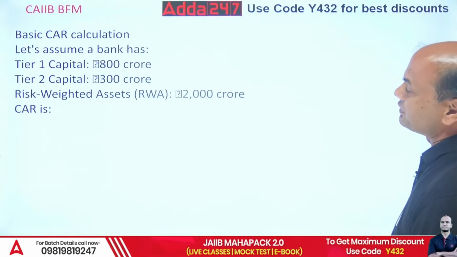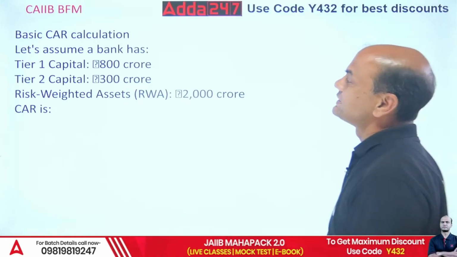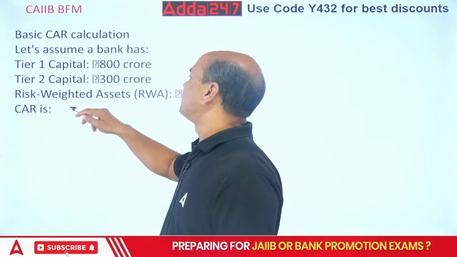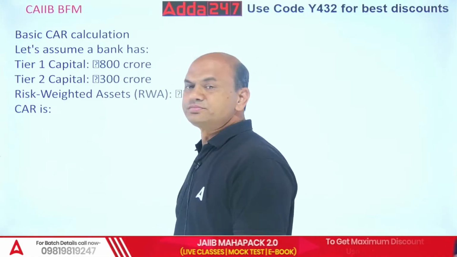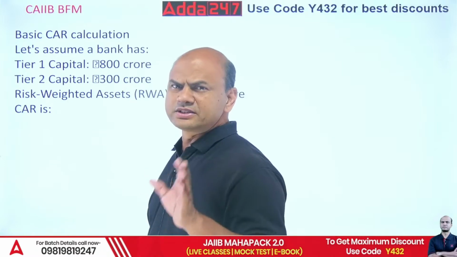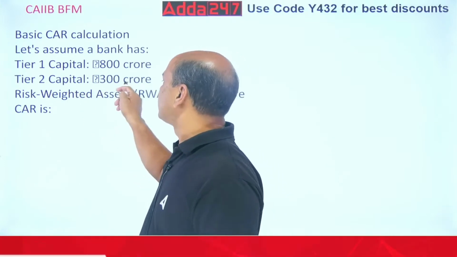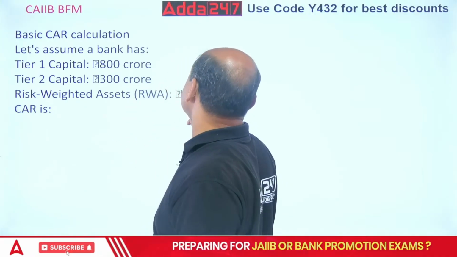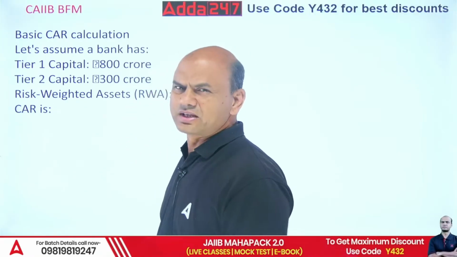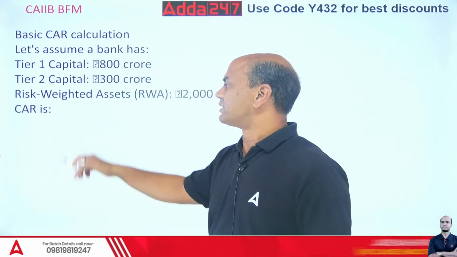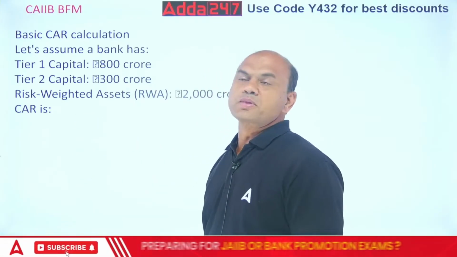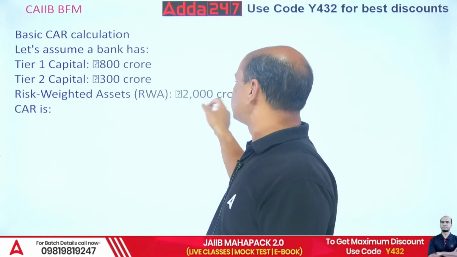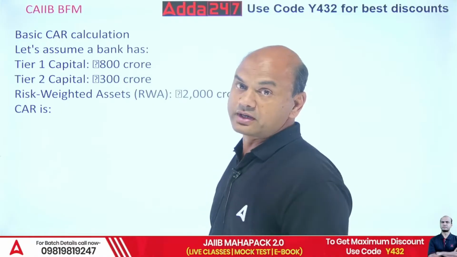Basic CAR calculation. The case study is on basic CAR calculations. Let's assume a bank has Tier 1 capital of 800 crore, Tier 2 capital of 300 crore, and risk-weighted assets of 2000 crores. Find the CAR. All of this is in crores: 800 crores, 300 crores and 2000 crores. You have to find the CAR.